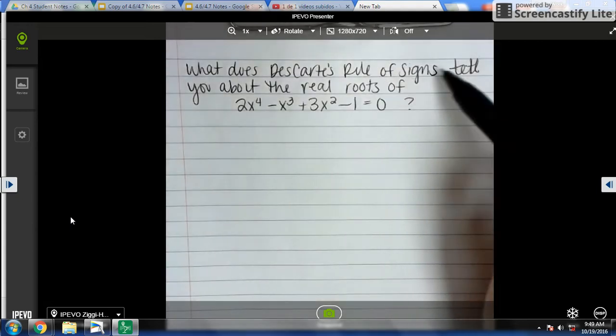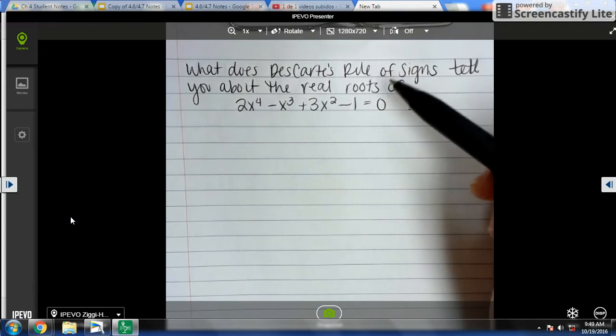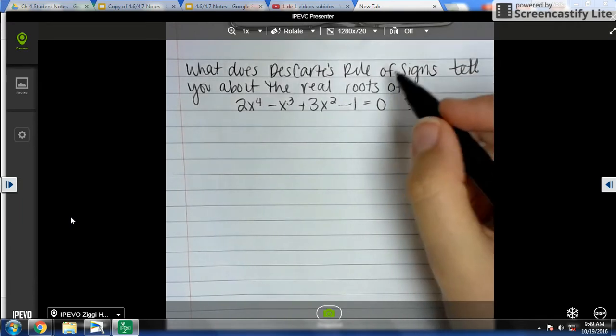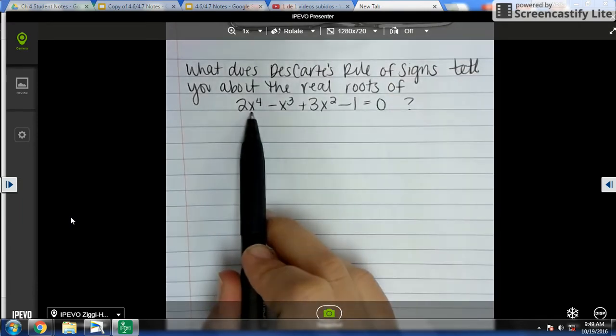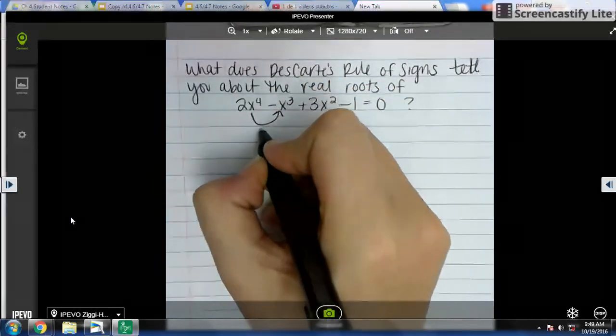Talk about Descartes' rule of signs. And Descartes' rule of signs tells us about the positive real roots and the negative real roots. So to look at the positive real roots, we look at the sign changes of our original function p of x. So here there is a sign change.